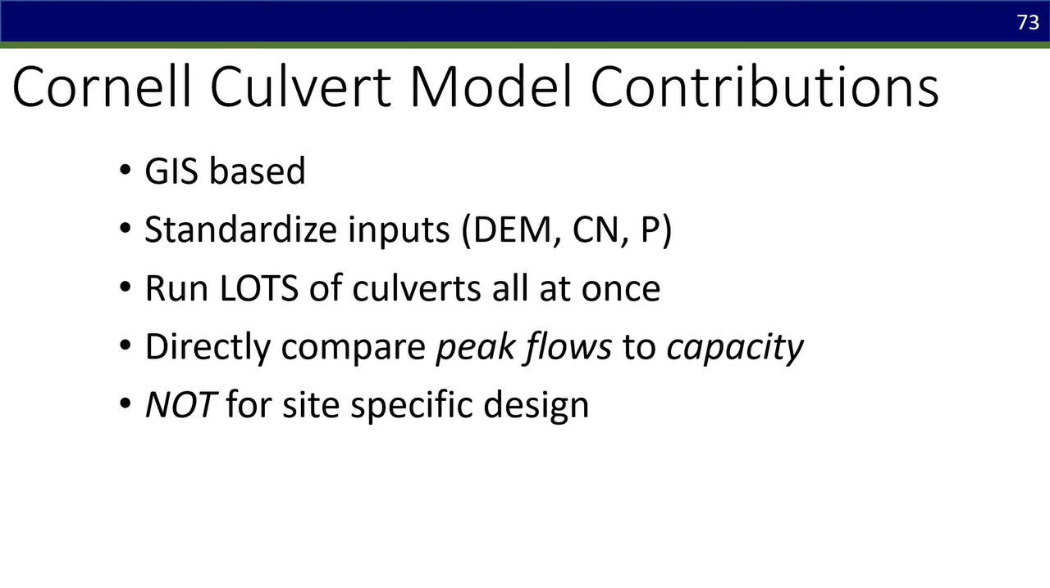So one of the contributions that the Cornell model provides is that the inputs are standardized. They're GIS based, so they're not customized to each individual culvert, right? We standardize the inputs across the watershed or across the municipality so that we can run all the culverts at one time. That allows us to directly compare culverts against each other and compare peak flows and capacity. So this is not a modeling exercise where we're looking at each individual culvert for site-specific design. This is a planning tool that looks at all culverts in batch mode.